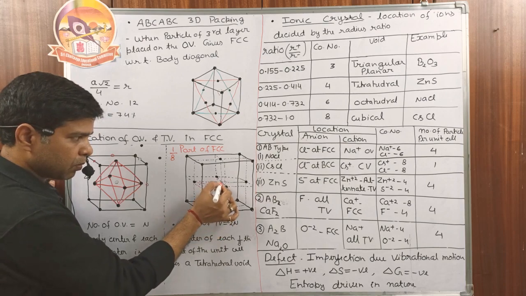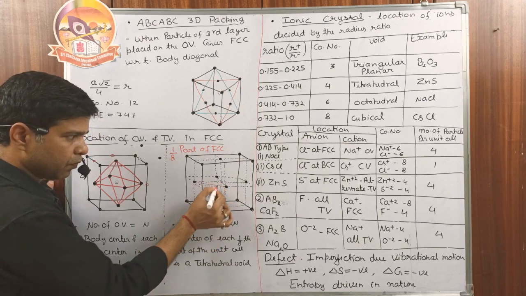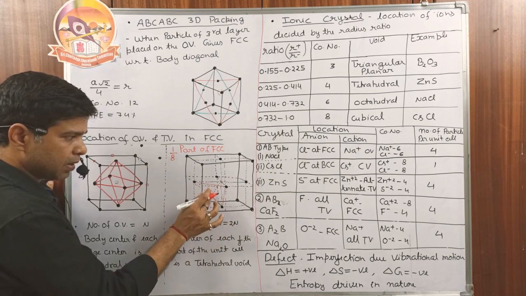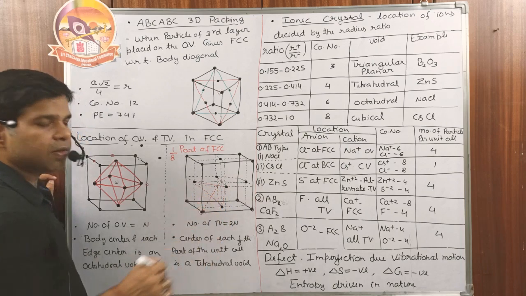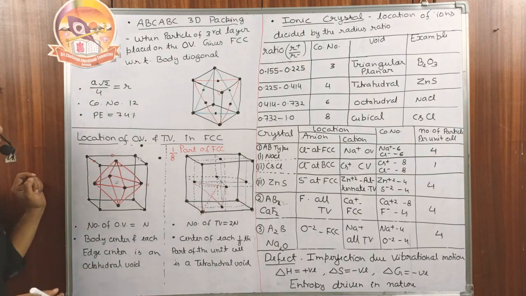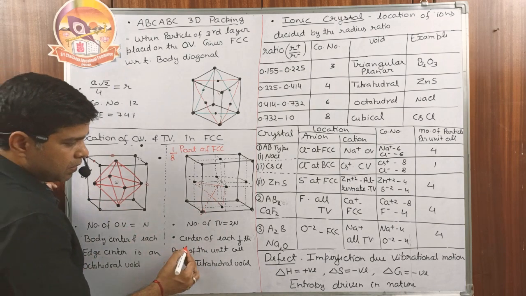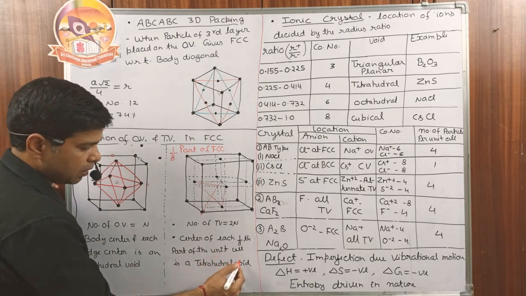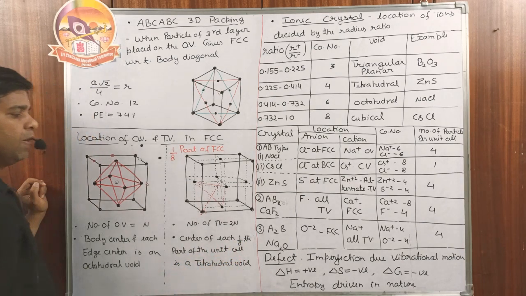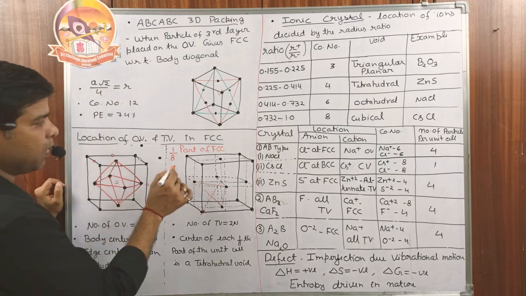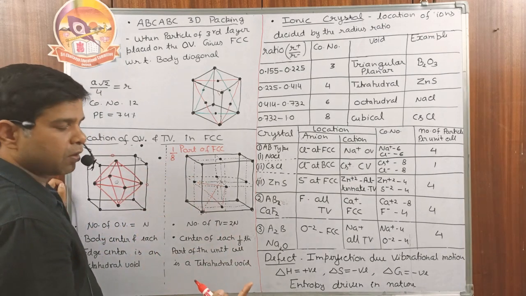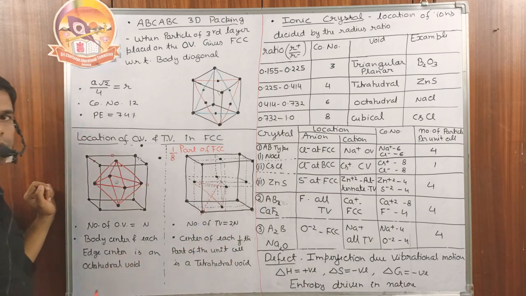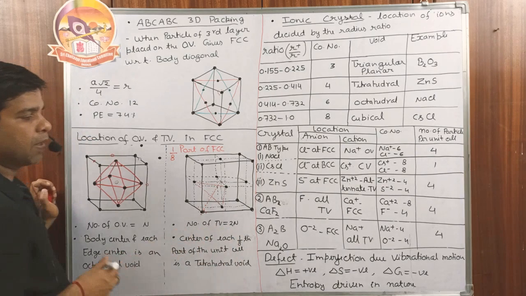If we move from the body center to the corner, at the center we have a vacant space, and that vacant space is called the tetrahedral void. It means the center of each 1/8 part of the unit cell is a tetrahedral void. Then how many parts do we have? 8 parts of such type. So the number of tetrahedral voids is always 2n, where n is the number of particles present.